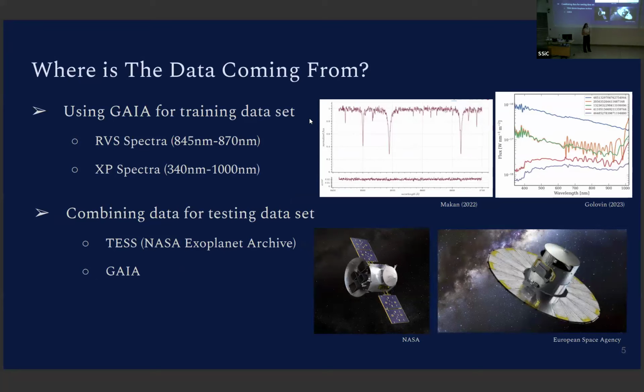So the actual training data set that I use to train and evaluate and repeat that process with my models comes from Gaia. I use both RVS spectra and XP spectra, since together, each one makes up for what the other lacks.